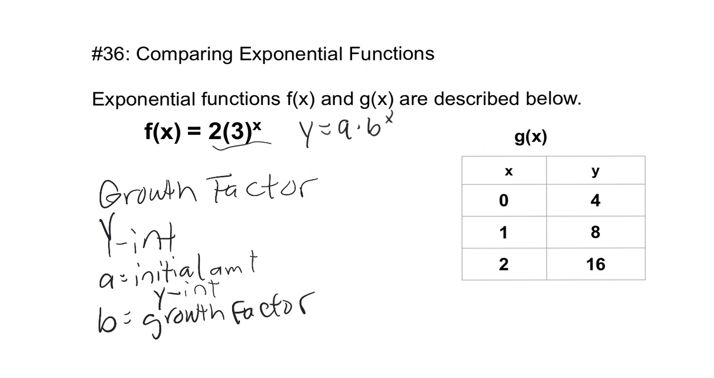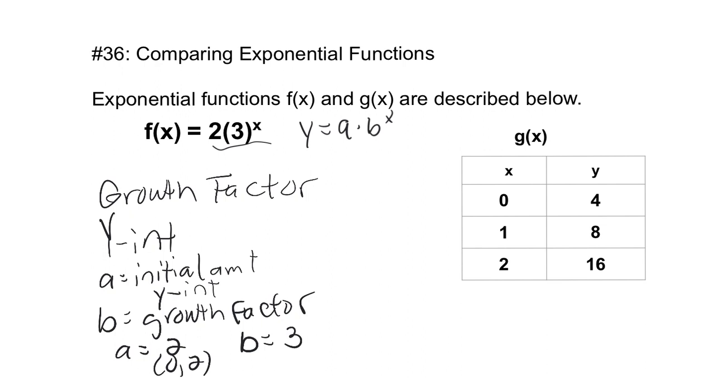So if we look at f of x, our a or our y-intercept is 2. So the ordered pair is (0, 2). And our b is 3. So our growth factor is 3. So that means it is multiplying by 3. Okay? So let's go to the table.